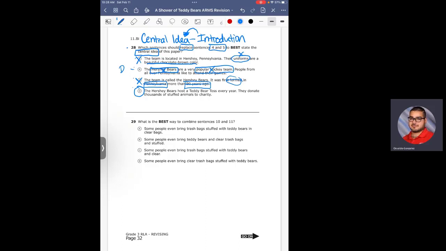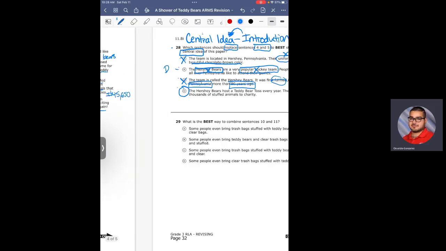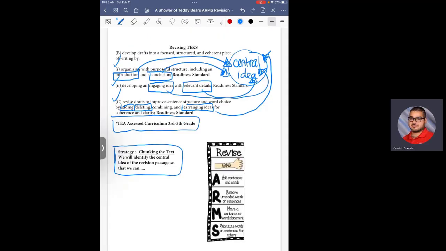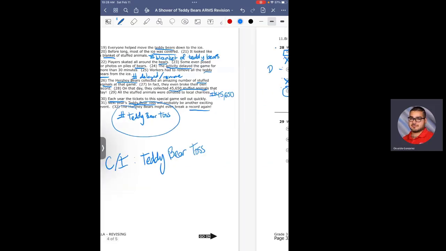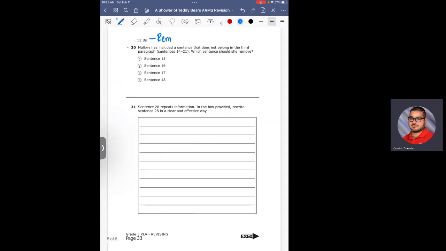introductory sentences and concluding sentences have to jive with our central idea. We go back to our breaking down of the TEKS. We have to organize with purposeful structure, including an introduction and a conclusion. They have to jive with the central idea, and we see that clearly here. All right, now let's go to the next one.